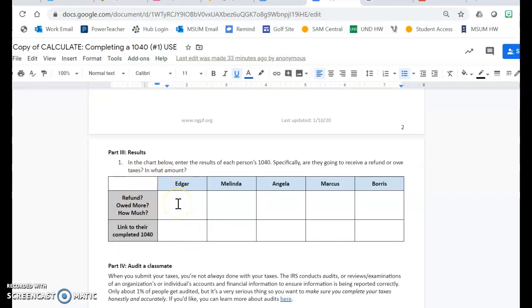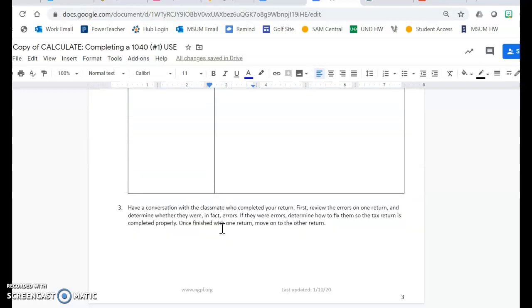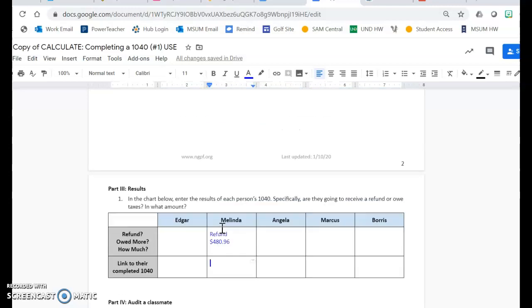If you notice on the rest of the sheet, part 2, I just want you to fill out, for instance, we did Melinda, and she gets a refund, and we said her refund was $480.96. That's what you'd put there, and then a link to the completed 1040. If you want to figure out how to put a link here, you can. Otherwise, if you just email me the completed 1040, that would probably be a lot easier. And obviously we can't audit a classmate because we don't have a classmate, so you won't have to complete any of that.